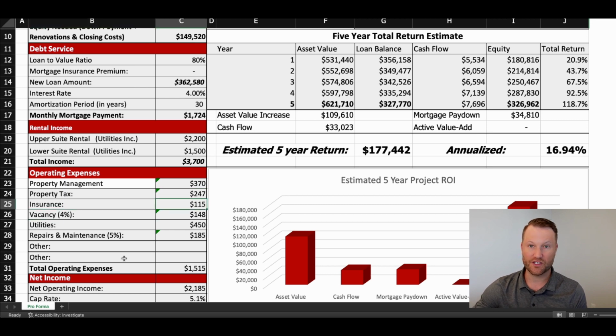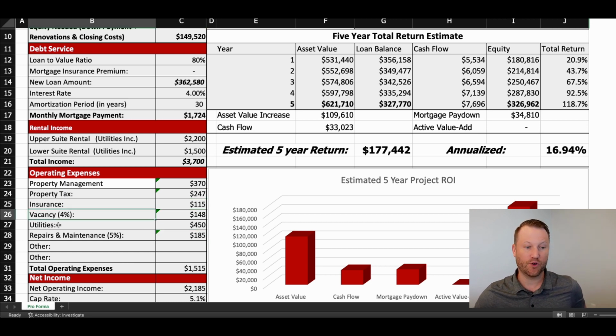Insurance amount, so this is based off what your insurance quote would be for the year and then divided by 12. My insurer typically insures these things for around $100 to $140 per month for each of the properties, and so I've got 115 built in for my assumption here.